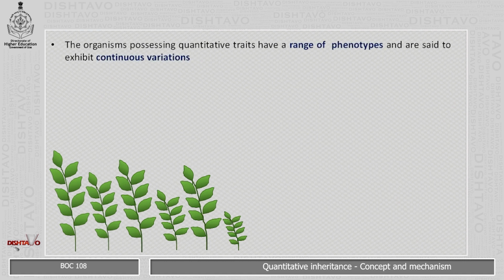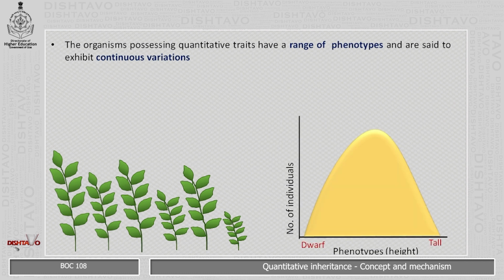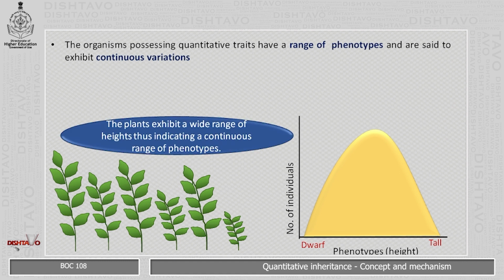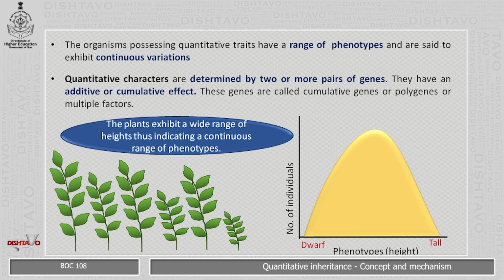Organisms possessing quantitative traits have a range of phenotypes and are said to have continuous variation. If we plot a graph, it is no longer a bar graph, but a continuous curve between the dwarf and the tall characteristics. The plants exhibit a wide range of heights, thus indicating a continuous range of phenotypes. The quantitative characters are determined by two or more pairs of genes. They have an additive or cumulative effect. These genes are called cumulative genes or polygenes or even multiple factors.